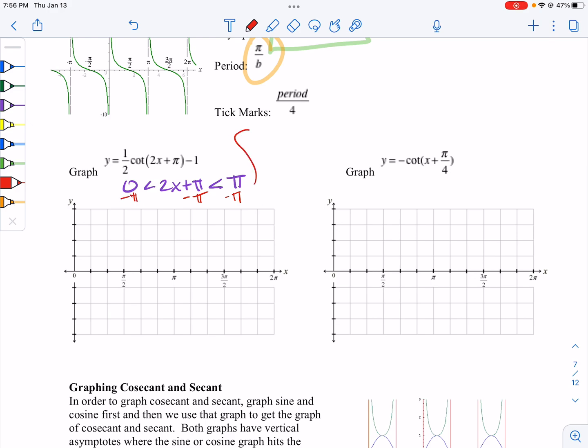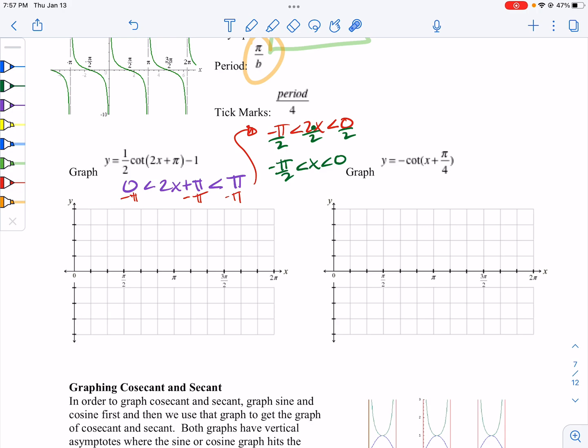That gives us negative pi is less than 2x is less than 0. So I got rid of the add and subtract, and now I need to get rid of multiplying by 2, so I'm going to divide by 2. So I have negative pi halves is less than x is less than 0. That's my new set of asymptotes, which takes into consideration both my horizontal shift, or phase shift, as well as the change in the period.